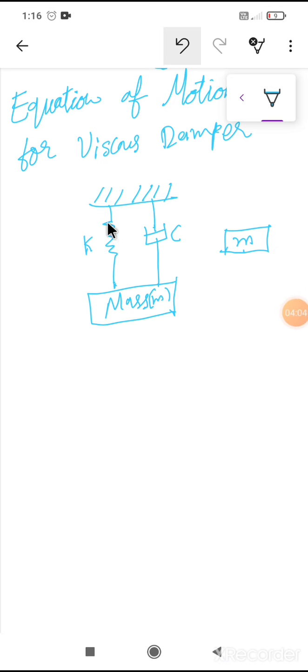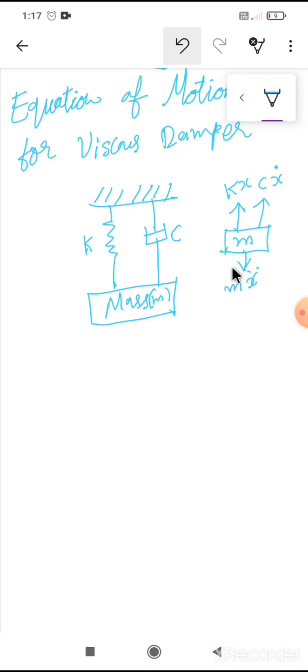So there are two forces. First, the spring force. The spring force will act in the upward direction, that is kx. And there is a damping force, which will act in the upward direction, that is c x dot. Now there is no force to balance these two forces, so the inertia force will act in the downward direction, that will be m x double dot.